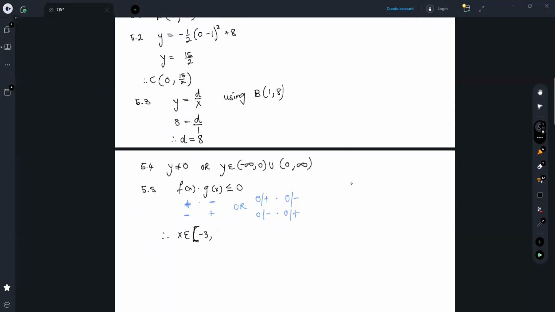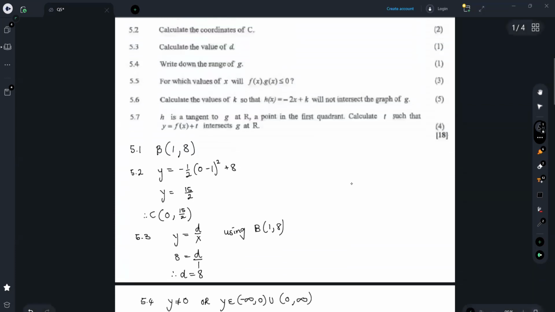And I go on to where? To 0, but I'm not going to include 0 because one of the functions does not exist when x equals 0. And union, now I'm going to include the other part of the interval, starting from +5. 5 is included because at 5, one of the functions is 0. And this goes on to where? To +infinity. And I do not include that +infinity. And that's how you will analyze 5.5.